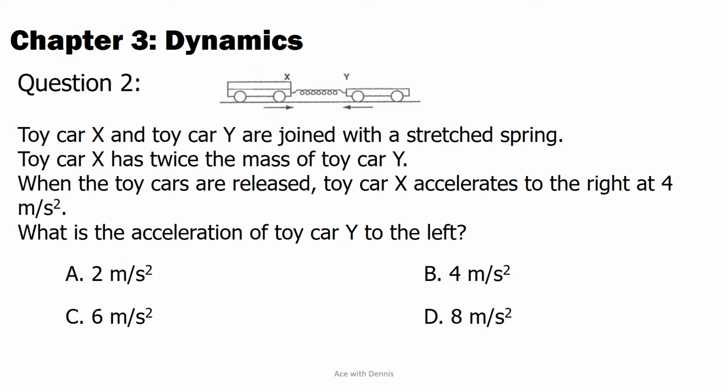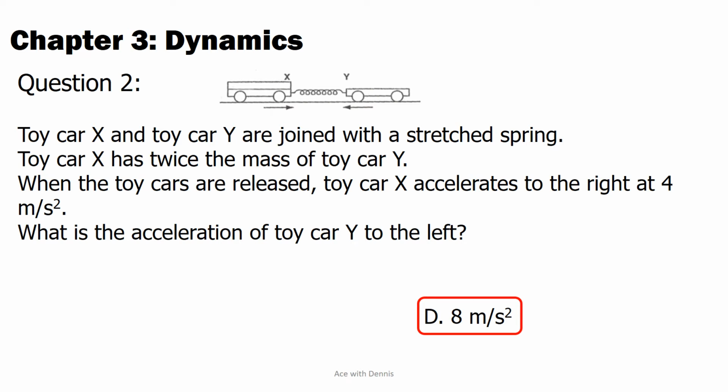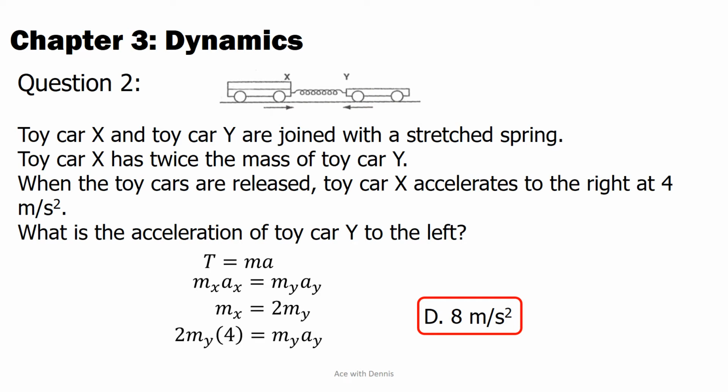The answer is D. 8 meters per second square. Both the toy cars experience the same tension by the stretched spring. T equals ma. mx ax equals my ay. Given that mx equals 2my. Hence 2my times 4 equals my ay. my is cancelled on both sides. Hence, acceleration for toy car Y is 8 meters per second square.